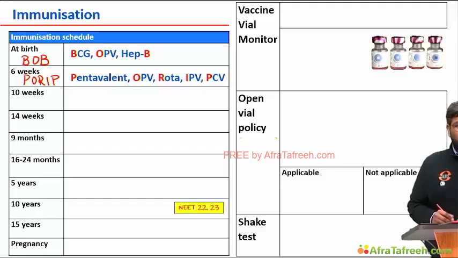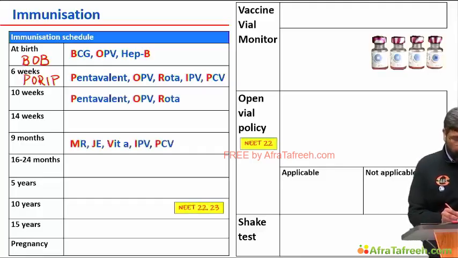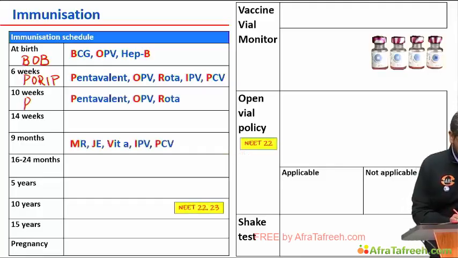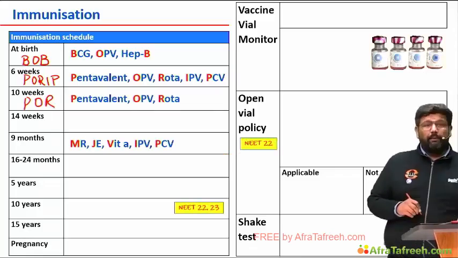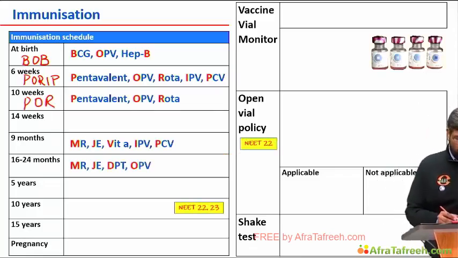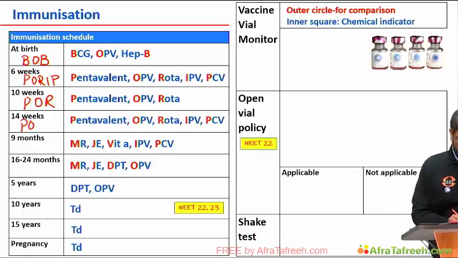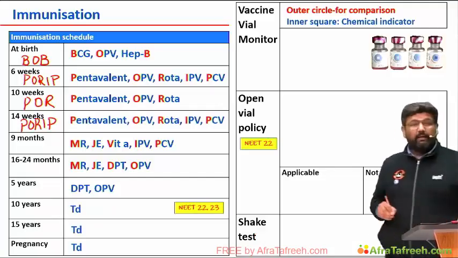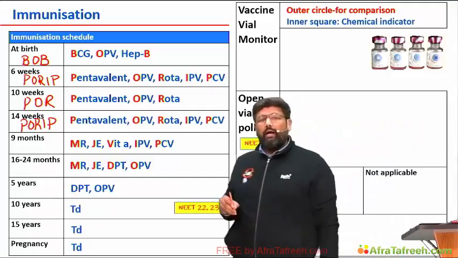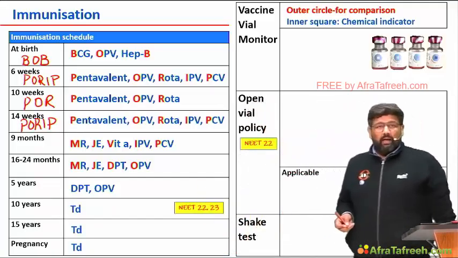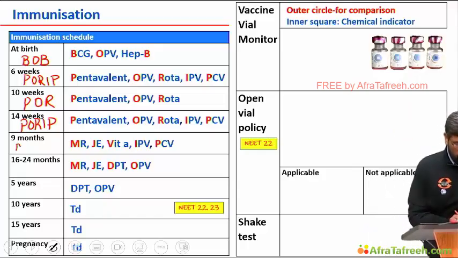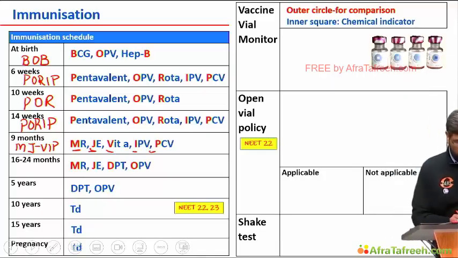At 10 weeks, you give only Por. At 14 weeks, you also give Porip, again Porip: Penta, OPV, Rota, IPV, PCV. And at 9 months, the mnemonic is Michael Jackson is VIP, MJ VIP. At 16 to 24 months, MJ is no more a VIP.